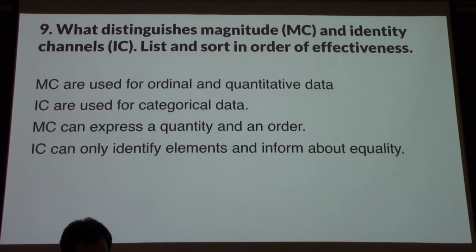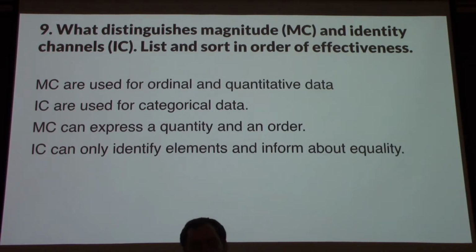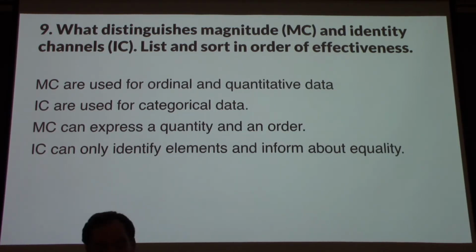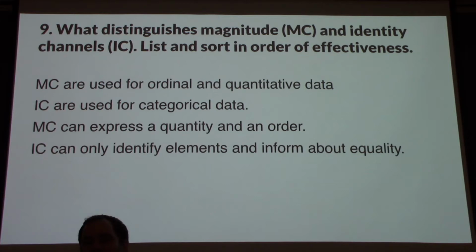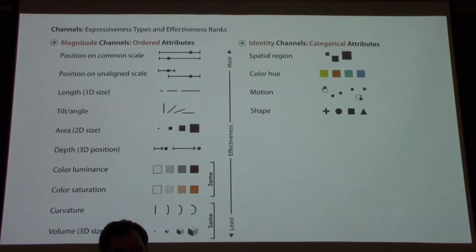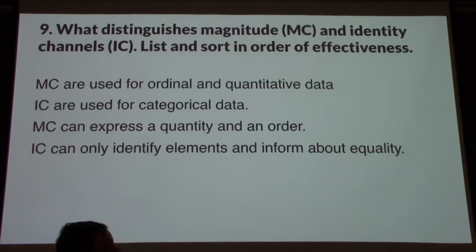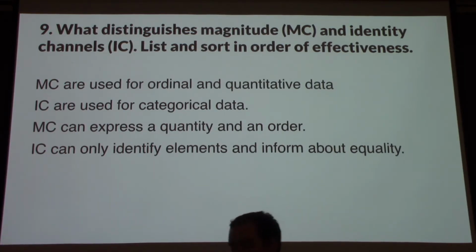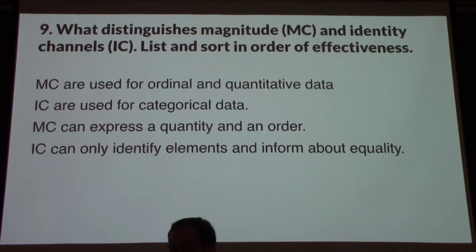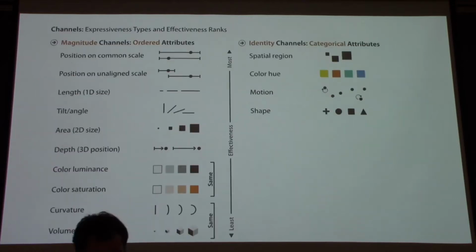Okay, so we were here at magnitude channels. Magnitude channels can express quantity and order. Identity channels can give you information about equality. So you can only check whether two elements are equal, and of course you can identify them. And so, of course, magnitude channels map to ratio, interval, and ordinal data, and identity channels map to categorical or nominal data.